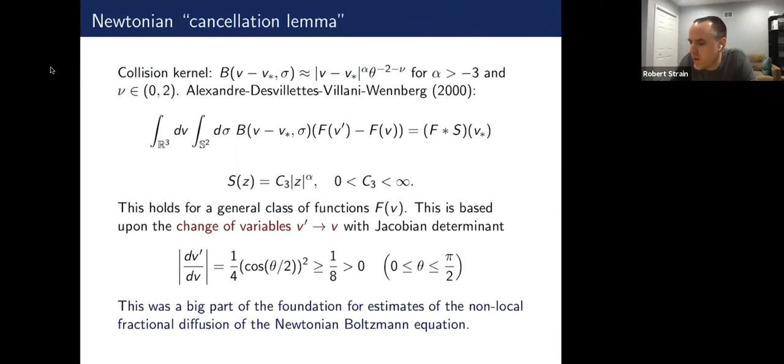Okay, so the Newtonian cancellation lemma is a very important result that came from the work of Alexandre, Desvillettes, Villani and Wennberg. It wasn't really their main result in the paper, but that's why they called it a lemma, and that's why it's been called the cancellation lemma. But it turned out to be a very important result for the study of the Newtonian Boltzmann equation, because it was very useful. It's kind of like integration by parts in calculus in some sense.